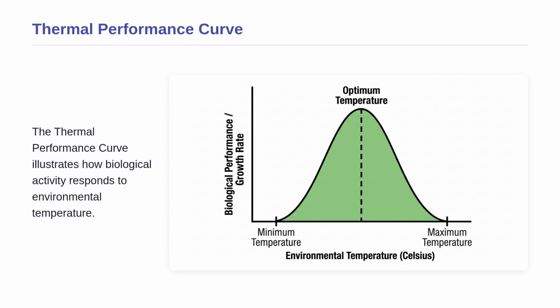It starts at the minimum temperature, peaks beautifully at the optimum temperature where the organism thrives best, and drops sharply toward the maximum temperature. The green shaded area under the curve represents the zone where the organism can successfully survive and reproduce. Anything outside these dashed lines represents extreme stress or death. This graph perfectly illustrates the physical limits placed on life.